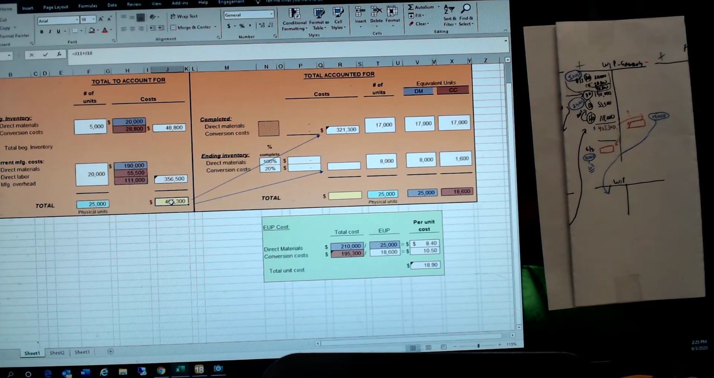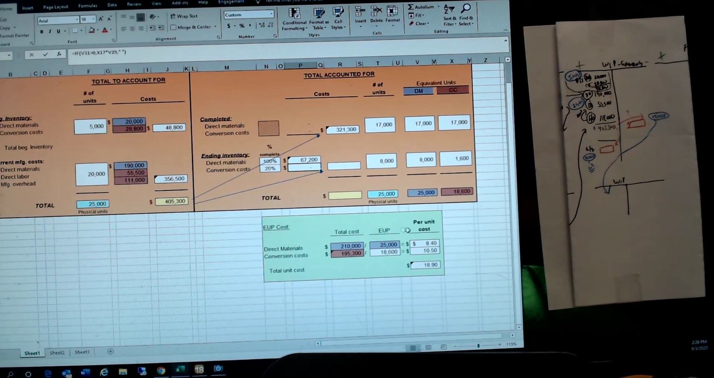So I guess the other 84,000 should be assigned to the ending inventory, but let's not plug it. Let's compute it. Let's start with materials. How much material cost is there in these 8,000 units? Well, one whole unit has $8.40 of materials, and how many whole units with regard to direct material costs do they represent? 8,000. So the material costs in these 8,000 units that are not quite converted yet is $67,200. Every one of them has all of its materials. So $8.40 times 8,000. How about the conversion costs?